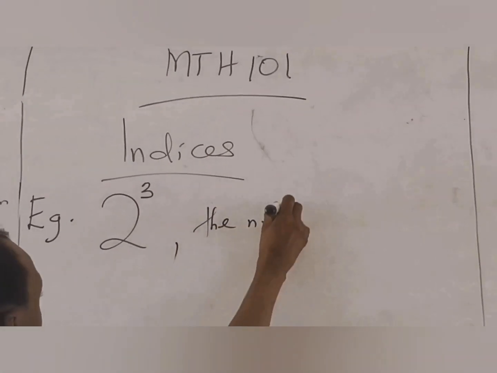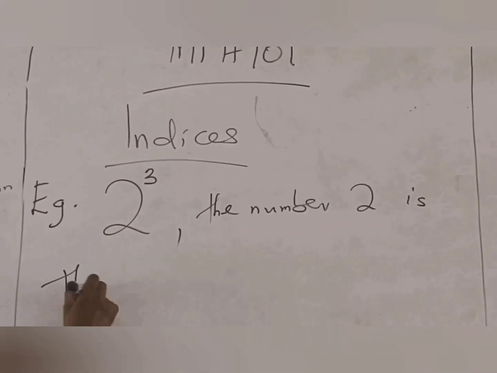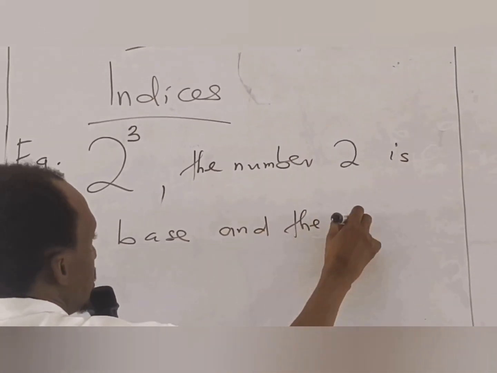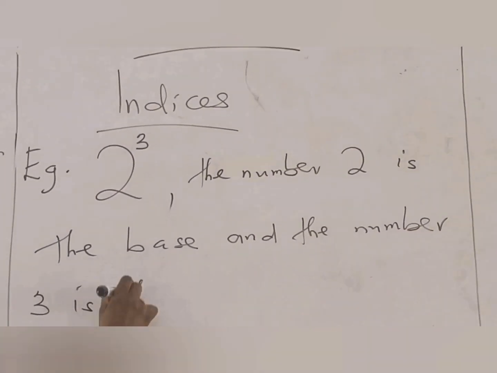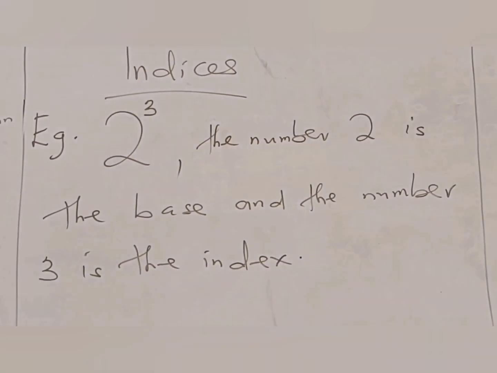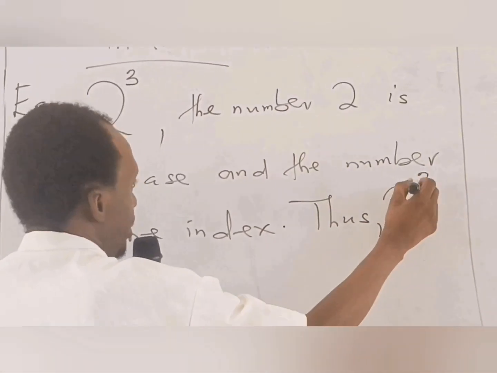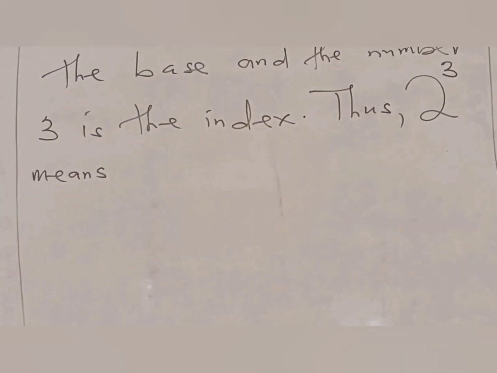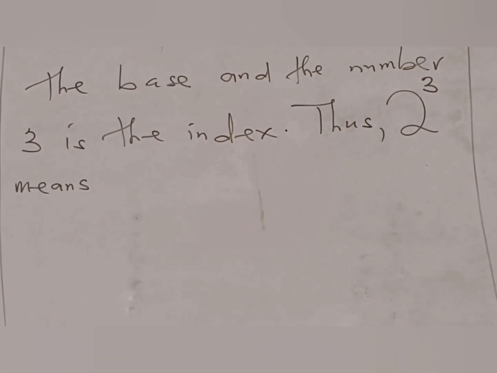The number 2 is the base, and the number 3 at the top is the index. Thus, 2 to the power 3 means... Who can explain this to us? 2 to the power 3, what does that mean in indices?